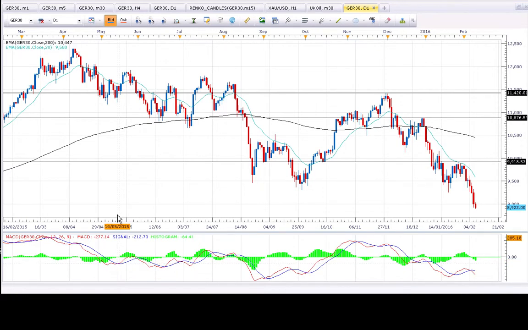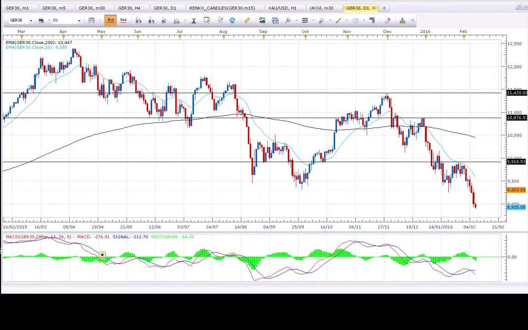So if you'd have bought here, you'd have made a couple of points, quite a few points perhaps, because it's a daily chart, but really you're looking for the bigger moves down. You could have been held in that trade for a while in a losing position. You don't want to be buying in a falling market.